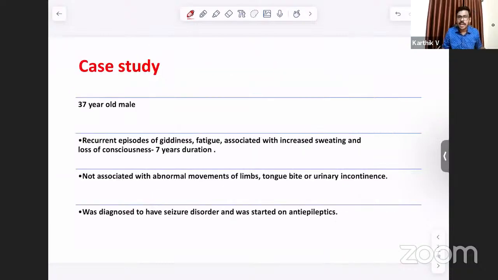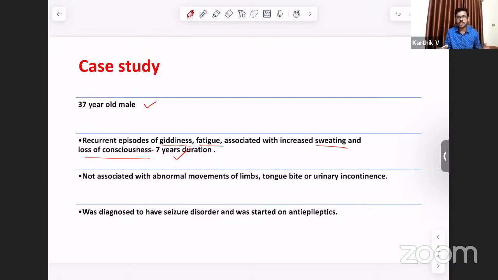Right, I will start the discussion today with a case study. This is about a 37-year-old man, a middle-aged man. He presented with recurrent episodes of giddiness, fatigue, increased sweating, and loss of consciousness, with a very long duration of 7 years. From the symptom onset itself, it gives some clue that it could be a potential hypoglycemic disorder. All the giddiness, fatigue, sweating, everything that you associate with hypoglycemia, but you are still not sure.